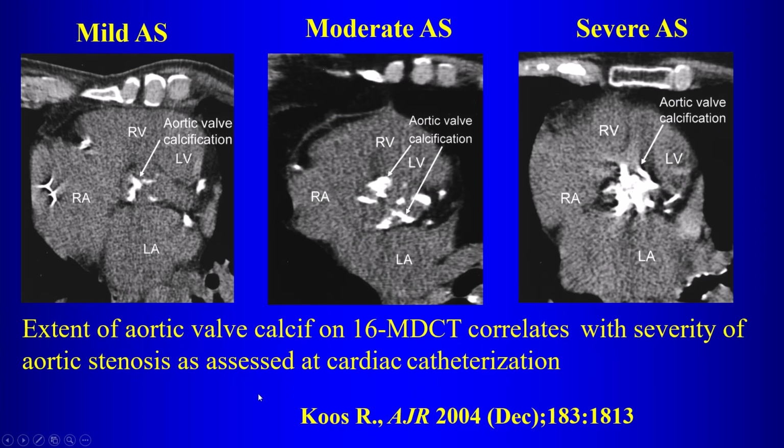So now it turns out that the extent of aortic valvular calcification on CT does correlate with the degree of aortic valvular stenosis. So the heavier the calcification of the aortic valve on CT, the more severe the aortic valvular stenosis tends to be. So if we see aortic valvular calcification, even on a non-gated CT, we probably should recommend follow-up echocardiography to assess the aortic valve.